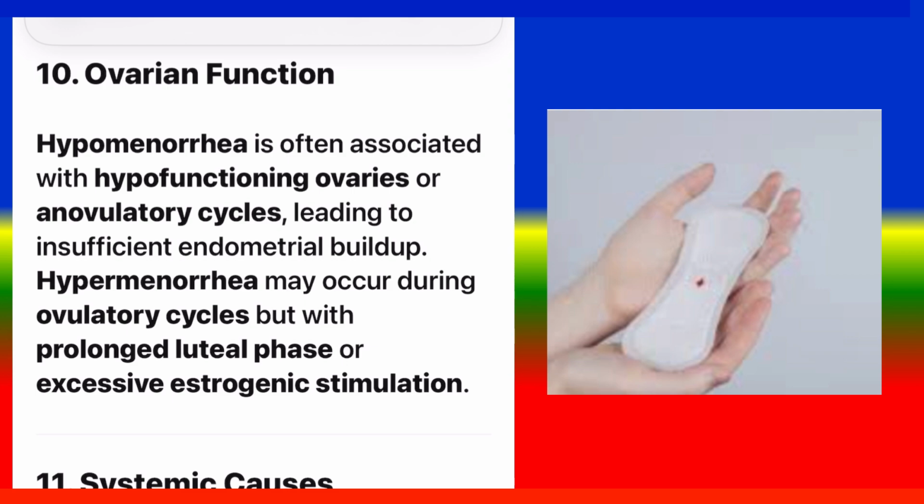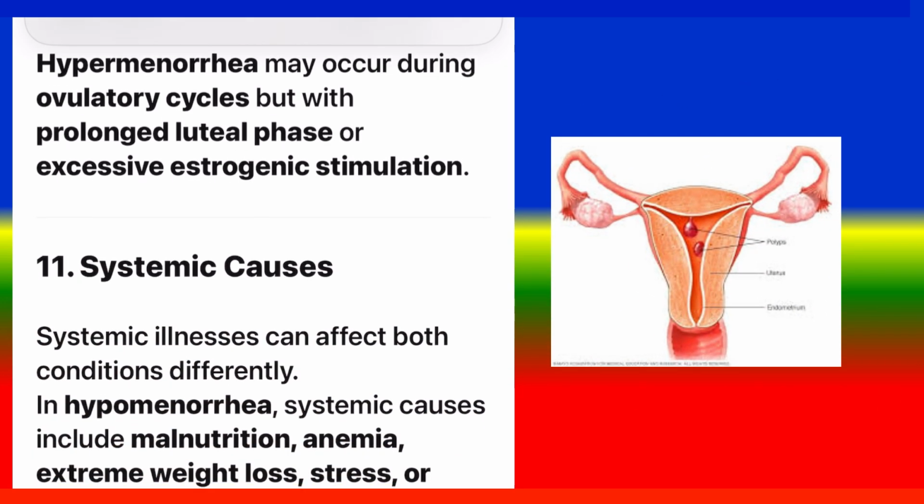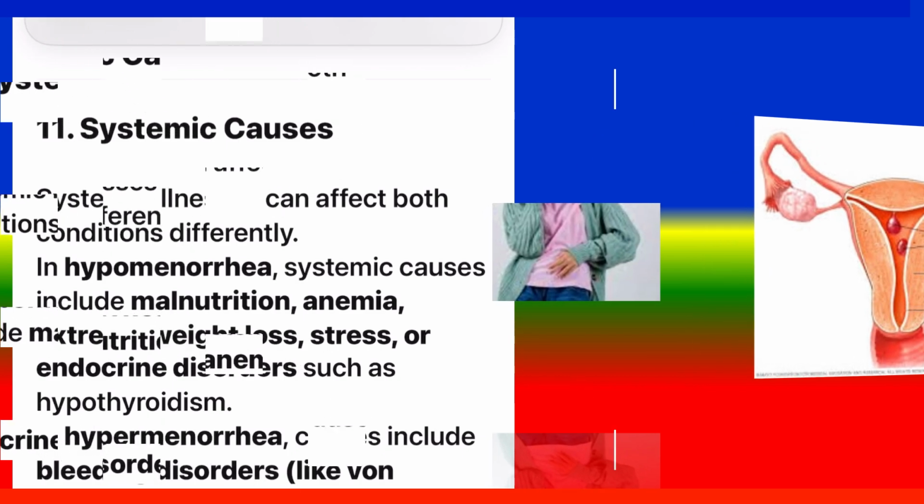10. Ovarian function. Hypomenorrhea is often associated with hypofunctioning ovaries or anovulatory cycles, leading to insufficient endometrial buildup. Hypermenorrhea may occur during ovulatory cycles, but with prolonged luteal phase or excessive estrogenic stimulation.